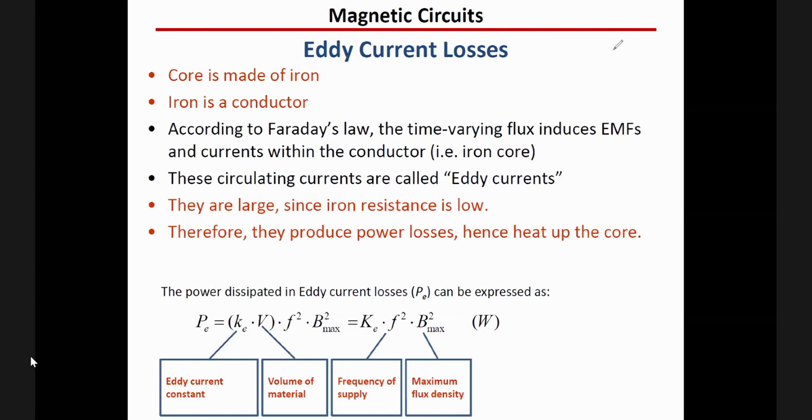The other type of losses is called the eddy current losses. The concept is also simple. The magnetic material that we use for magnetic circuits is not completely insulated from an electrical point of view. It can also be a conducting material, meaning it can conduct both magnetic field and electricity. Iron, for example, is a good conductor for magnetic field, but it can also conduct electrical current.